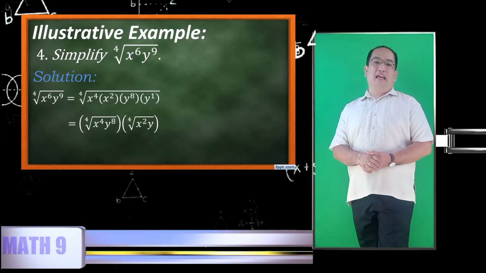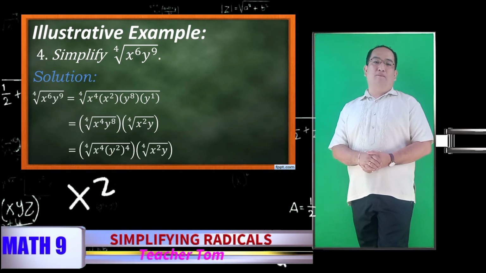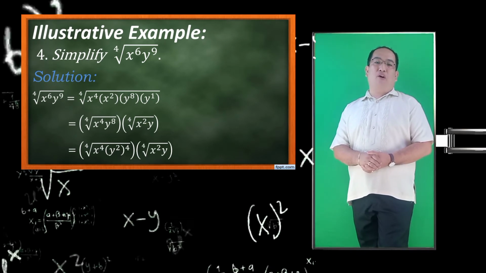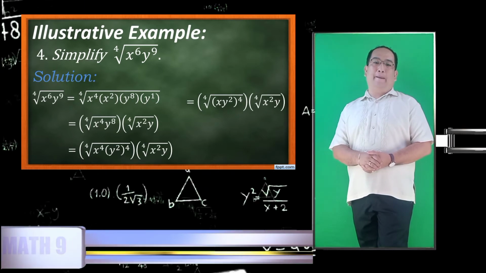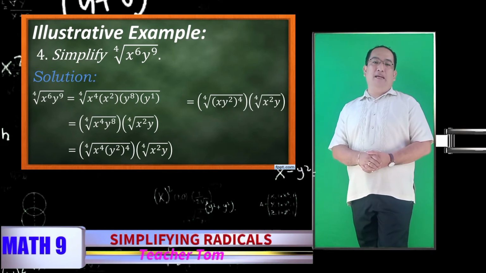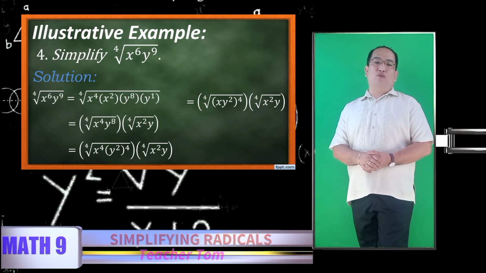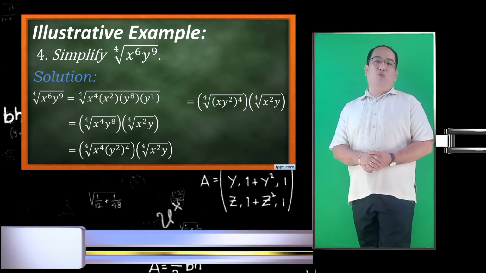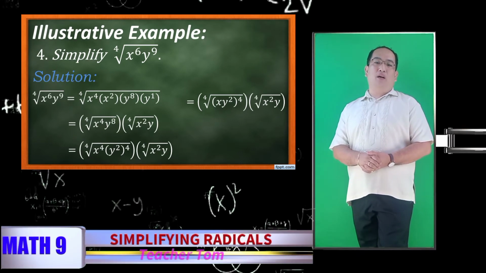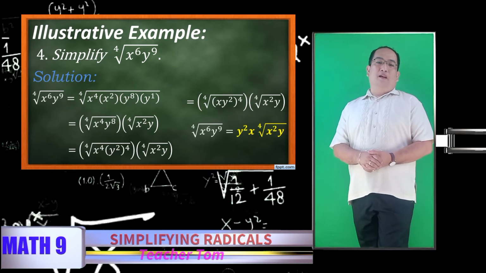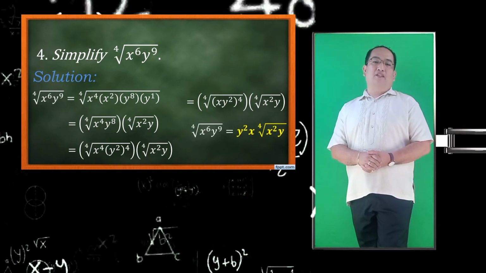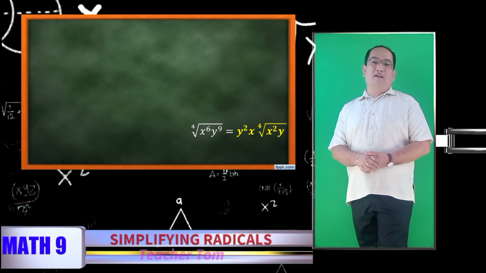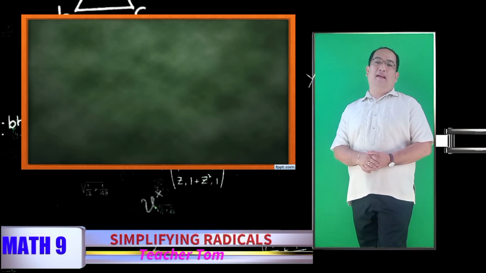The new expression can be 4th root of x to the 4th power times the quantity y squared raised to 2 multiplied by 4th root of x squared y. So the new expression will be 4th root of the quantity xy squared raised to 4 multiplied by 4th root of x squared y, removing the perfect nth power. So we have 4th root of x to the 6th power y raised to the 9th power is equal to y squared x 4th root of x squared y.